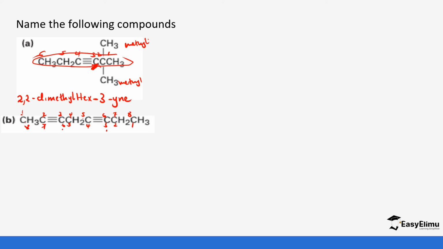So it's going to be oct. The first triple bond is at number 2, the second triple bond is at number 5, and since there are two, we call it diyne. So it's oct-2,5-diyne.